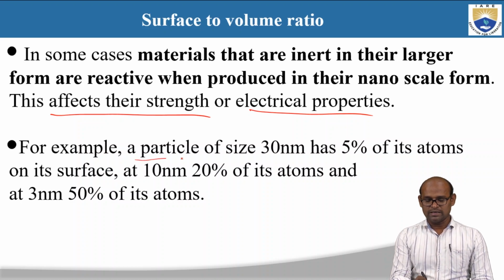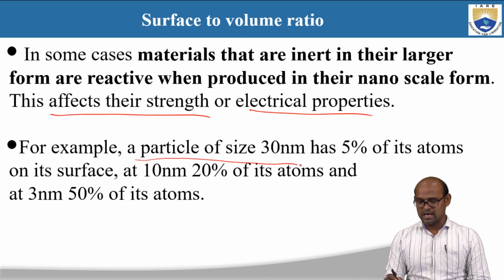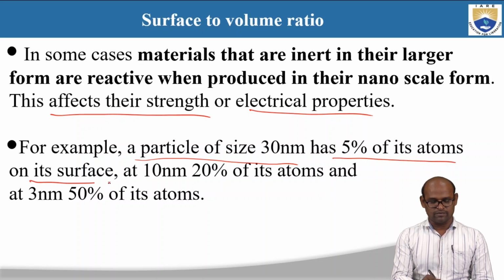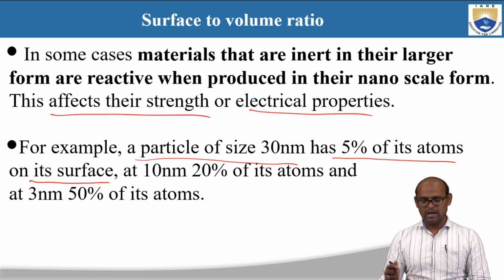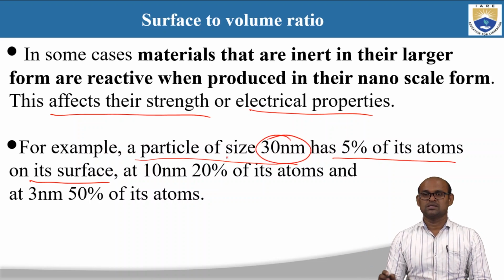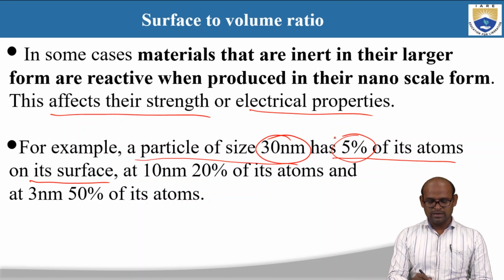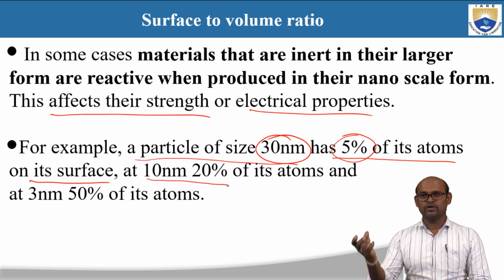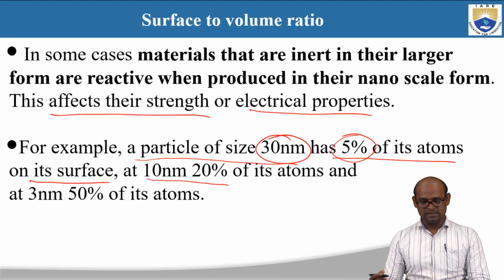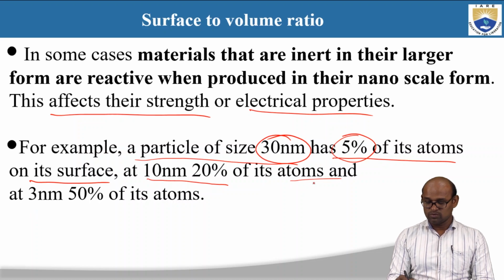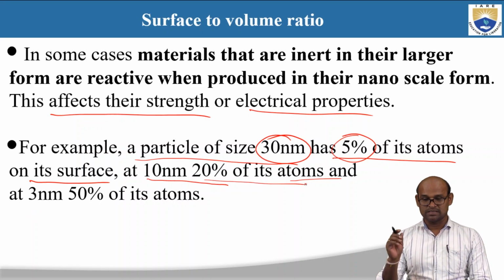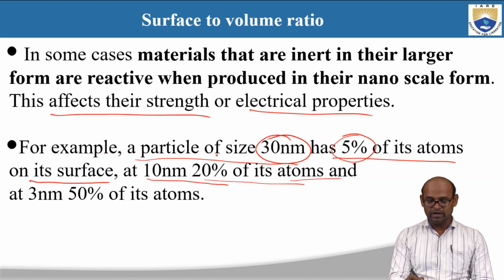For example, a particle of size 30 nanometers has 5% of its atoms on its surface. When you have a nanoparticle of size 30 nanometers, we can put only 5% of such atoms on the surface. But at 10 nanometers, when we decrease the size of the particle, 20% of atoms we can place on the surface, and when we reduce the size to 3 nanometers, we can put 50% of its atoms.